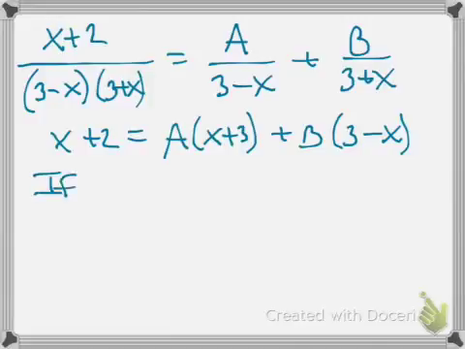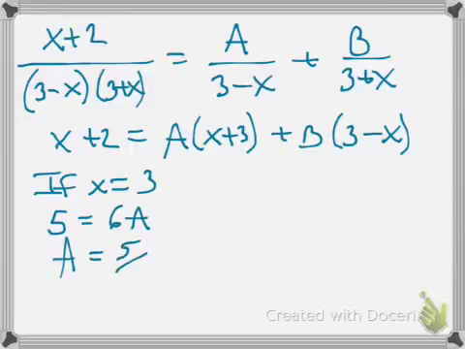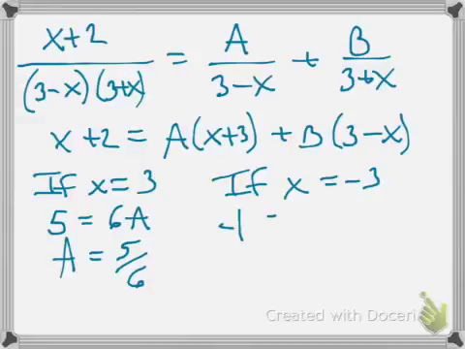So now if x is equal to 3, then we're going to get 5 is equal to 6A. And so A is going to be 5/6. And if x is equal to -3, then we're going to get -1 is equal to 6B. So B is going to be -1/6.